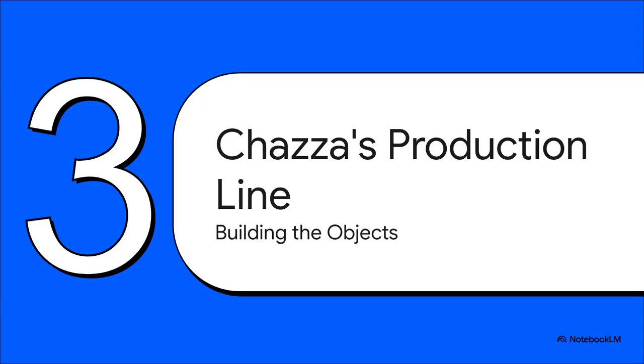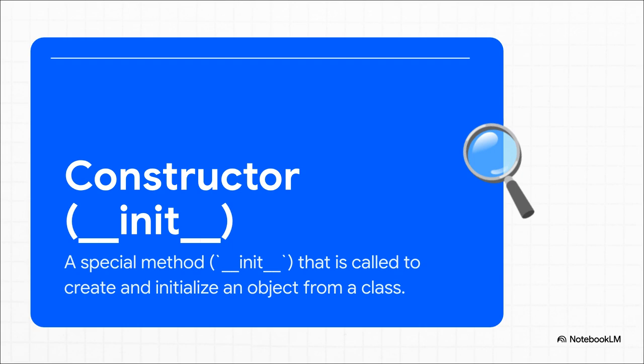A blueprint is a great start for sure, but it's pretty useless without a factory to actually build the cars and a foreman to run the whole assembly line. We need a way to take that design and actually produce a real object. In programming, this whole process of creating an object from a class is called instantiation, and the special piece of code that kicks off the whole production line is called the constructor. In a language like Python, it has this kind of weird-looking name, __init__. Its entire job is to take the order and build the object exactly to spec.